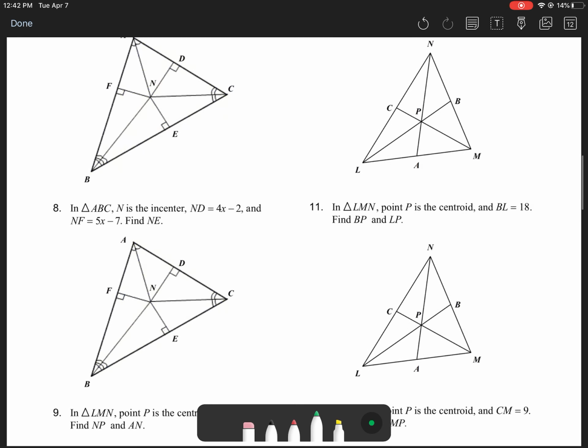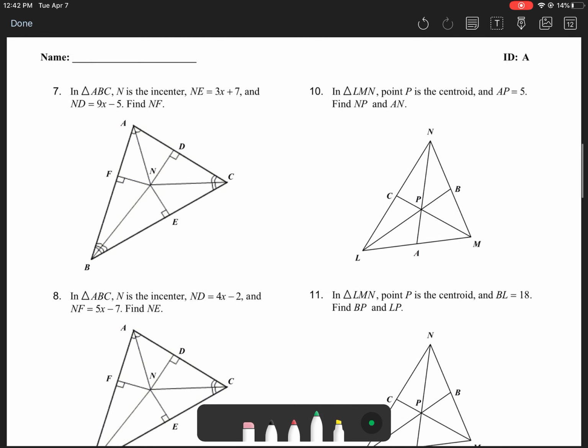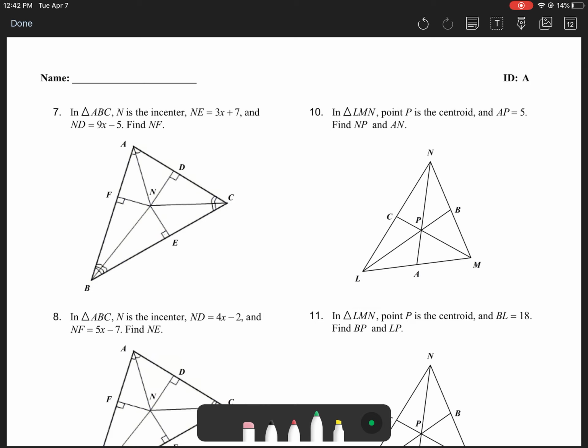For the next view, I'm talking about the incenter. When I'm thinking about the incenter, it always tells me that the distances to the sides are the same. It's made by those angle bisectors. So that means FN, ND, and NE would all be the same. This problem tells me that NE is 3x plus 7, and ND is 9x minus 5. Well, if those are all the same length, I can set them up as an equation. So 9x minus 5 equals 3x plus 7.